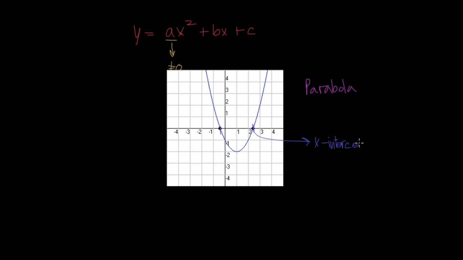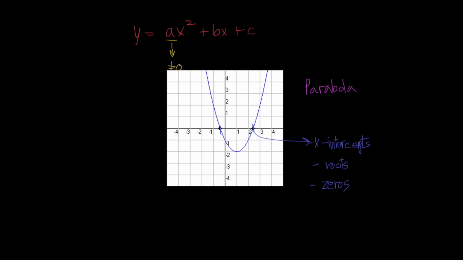Okay, so that's very general. Where it intersects the x-axis is known as the x-intercept. Or it could be called the roots of the equation, or the zeros of the equation. And zeros because this is the point where y is 0. At these points, y equals 0. So it's called either the zero, the roots, or the x-intercept. They all mean the same thing.